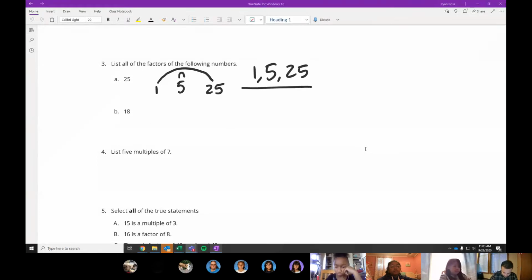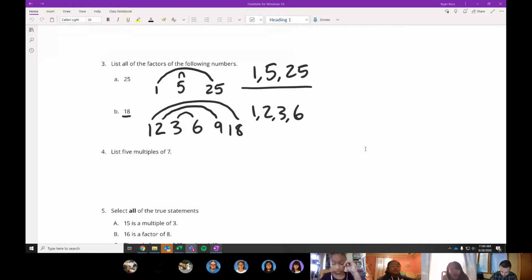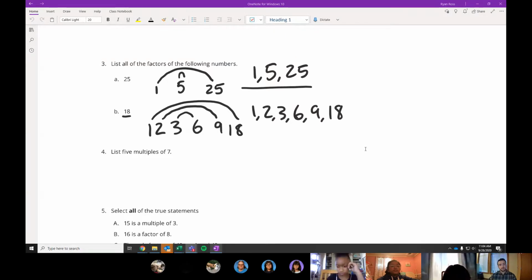Now we can do the same thing for 18. We have 1, we have 18. So we can connect those. 18 is an even number, so 2 will skip count and land on it. And if we skip count by 2 9 times, or do 2 times 9, we will land on 18. If we skip count by 3 6 times, we will also land on 18. So those are our factors right there. 1, 2, 3, 6, 9, 18. That would be our answer.